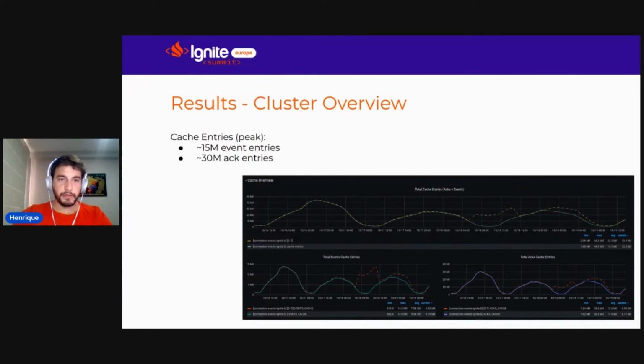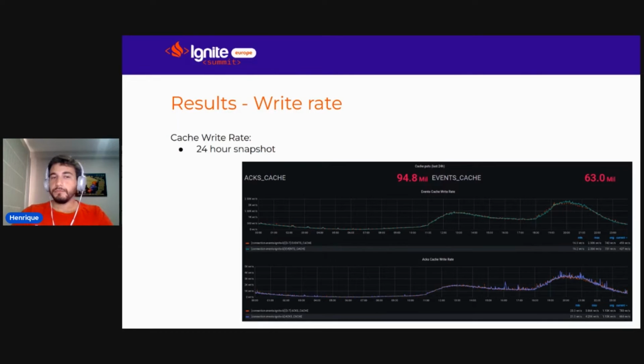This is an overview of the entire cache. We reach up to 50 million event entries and 30 million acknowledgement entries on the cache at peak times. Those entries have a time to live, so they are deleted after some time. That's why the total entries on the cache is variable over time. This is the cache write rate, a snapshot of about 24 hours. We reach over 60 million events processed and 90 million acknowledgements in snapshots of 1 day that will be processed and indexed on the cache.